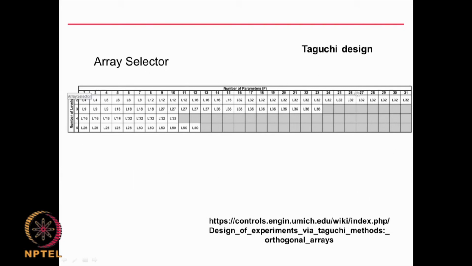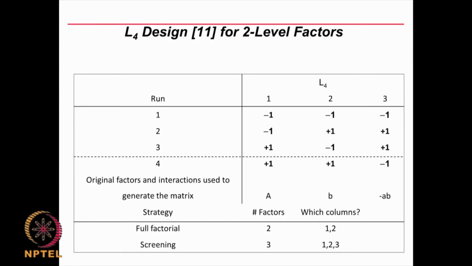This tells you the number of parameters, this tells you the number of levels, this table was taken from this particular reference. So, if I have a 2 by 2, that means 2 levels, 2 parameters, there is something called an L4 design. If I have that, table L4 is available here, okay, this is called table L4. So, we can pick up, as you can see, L4 and 4 runs.